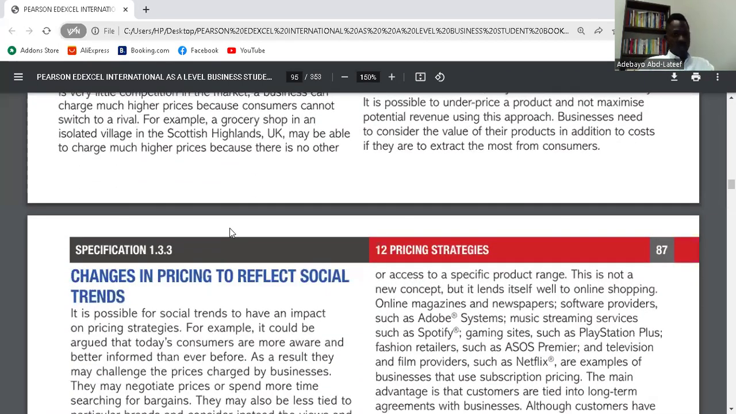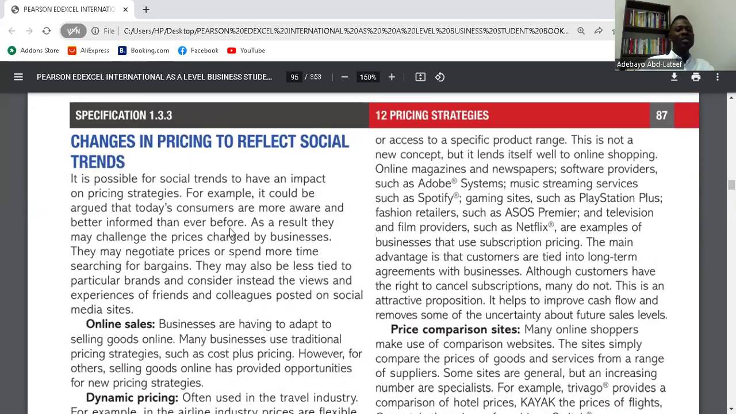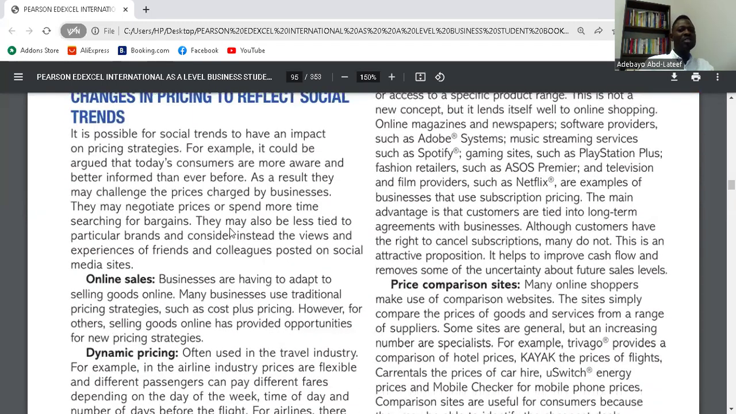Clear. We go to changes in pricing to reflect social trends. It is possible for social trends to have an impact on pricing strategies. For example, it could be argued that today's consumers are more aware and better informed than ever before. As a result, they may challenge the prices charged by businesses. They may negotiate prices or spend more time searching for bargains.